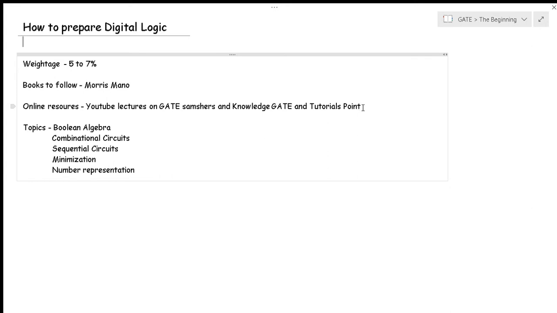And in GATE, in digital logic, you won't be seeing much theory, right? You will be asked to solve numericals based on minimization or number representation and all that, and there is very little chance that they will ask you questions from the theory point of view in digital logic. So keep that in mind. If you have time, then only go for the book, or else I recommend you just go through these YouTube video lectures and learn from them.